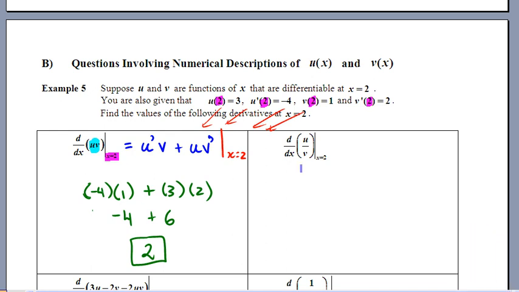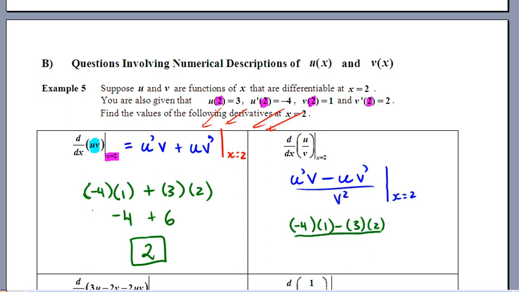Same plan for this one. I could say, hey, please go find this derivative, and I know that for you to get it right, you're going to have to know the pattern for a fraction goes like this, that it's going to be u prime times v minus u times v prime, all sitting on top of v squared. And then again, we're going to figure this out at the 1 x value where this is possible for us. So we would have negative 4 times a 1, subtract a 3 times a 2, all sitting on top of a 1 squared. Okay, well that works out to be negative 10.